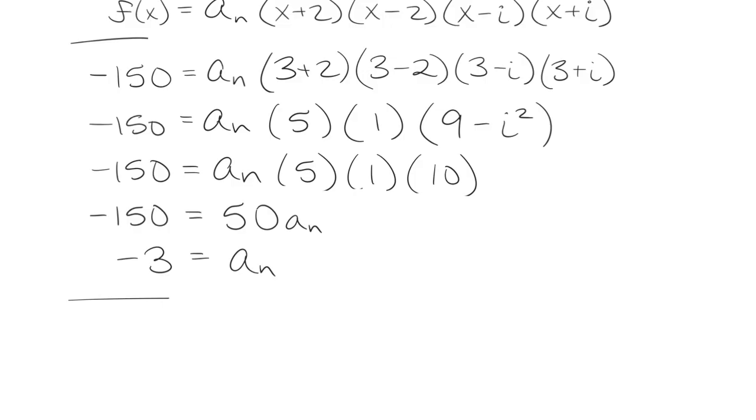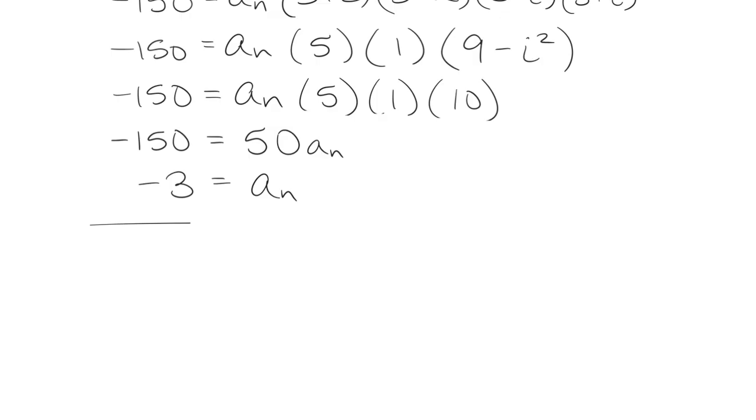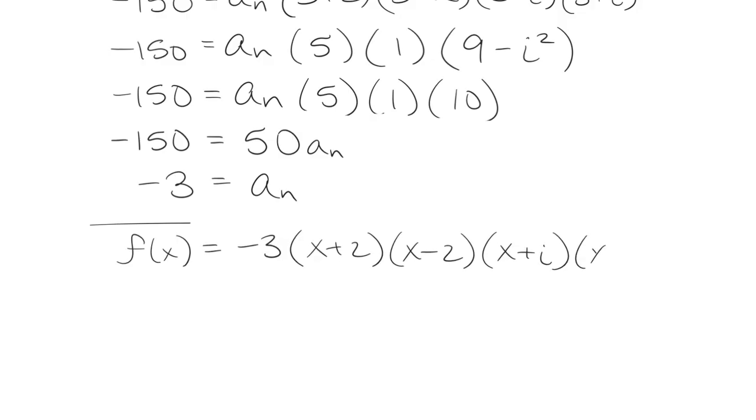Checkpoint. Now that we have the missing leading coefficient, we put it all back together here. So we have f of x being equal to negative 3 times (x plus 2) times (x minus 2) times (x plus i) times (x minus i). That is factored form. Unfortunately, I want standard form. So it's going to be a distribution fest. So much foiling, so little time.